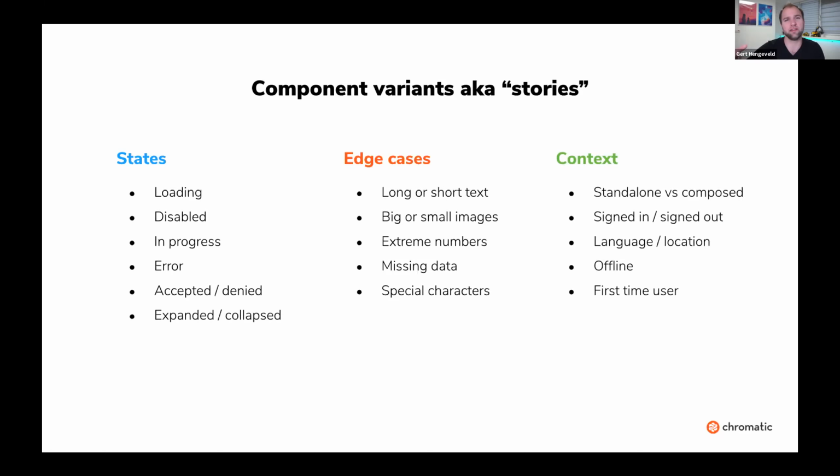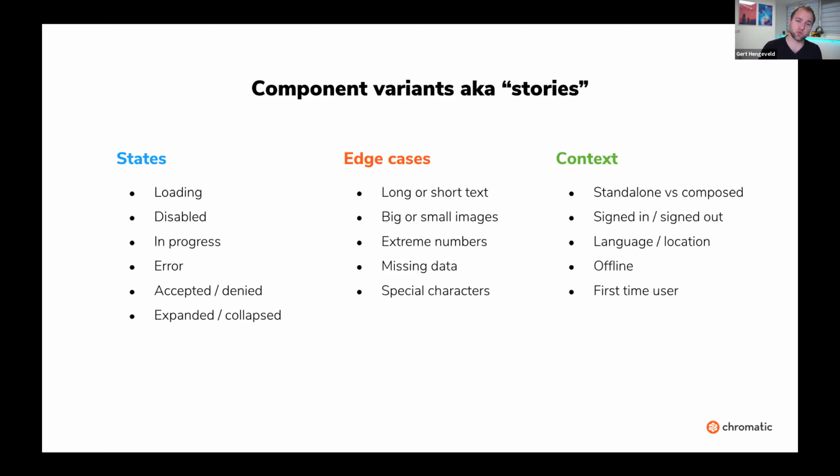And then there's context. A component, while you develop it in Storybook, lives in isolation, but in practice, in the app, it lives in a certain context, right? So a component might display differently based on whether it's used in some standalone fashion or composed within another component, or you have to deal with the fact that your component is different based on whether a user is signed in or not, or the language or location of the user, or whether this user is offline, or is a first-time user, like I mentioned.